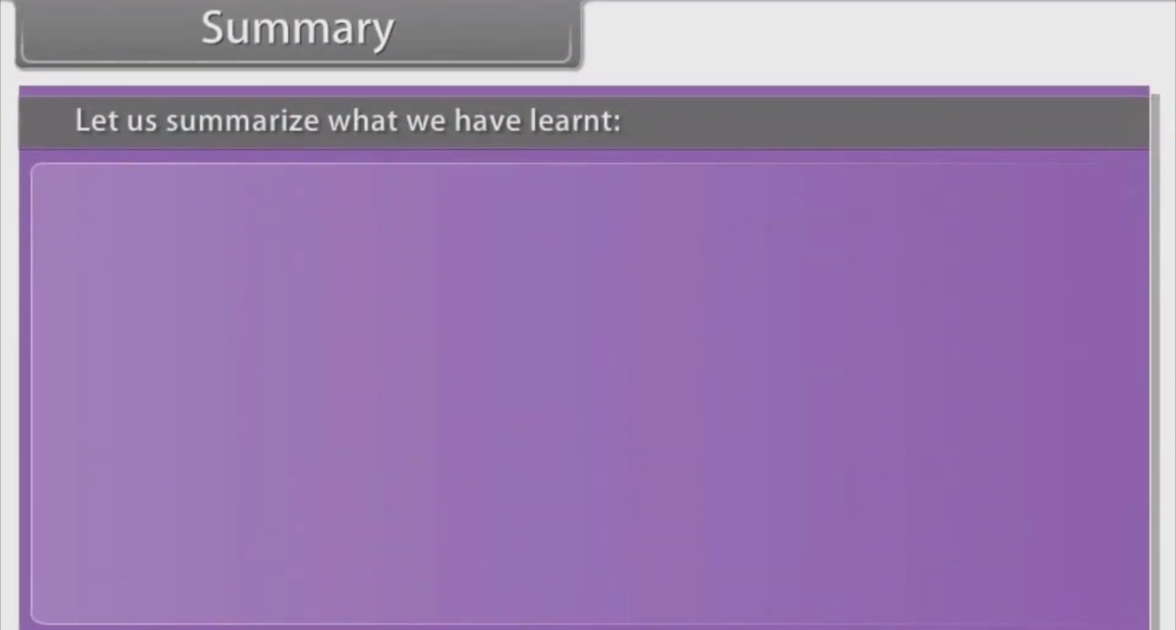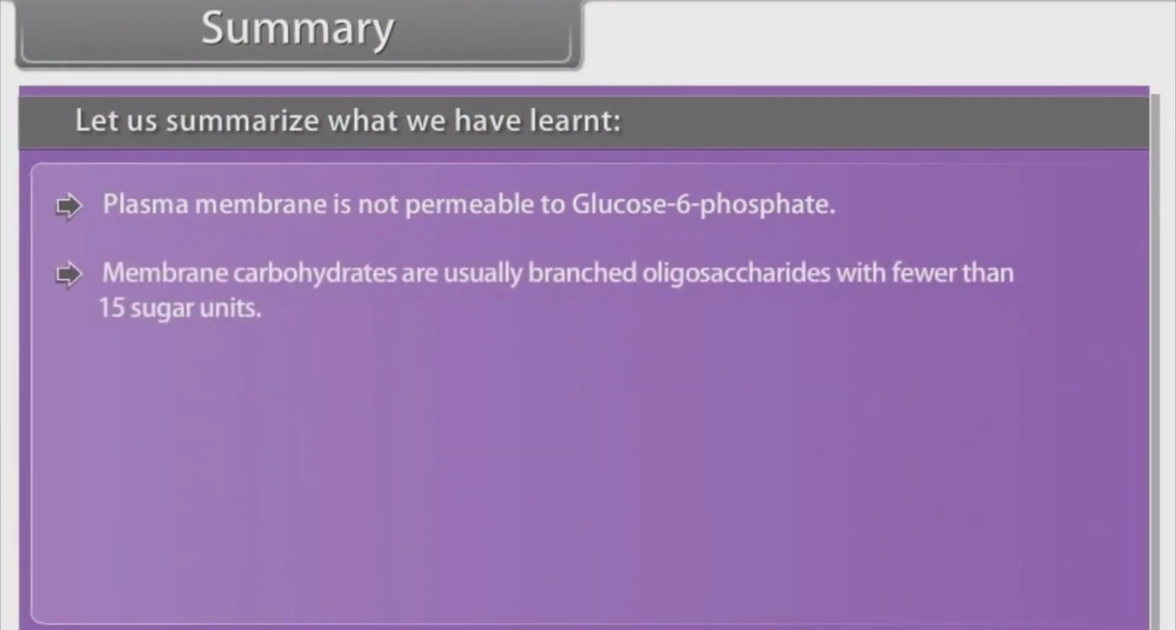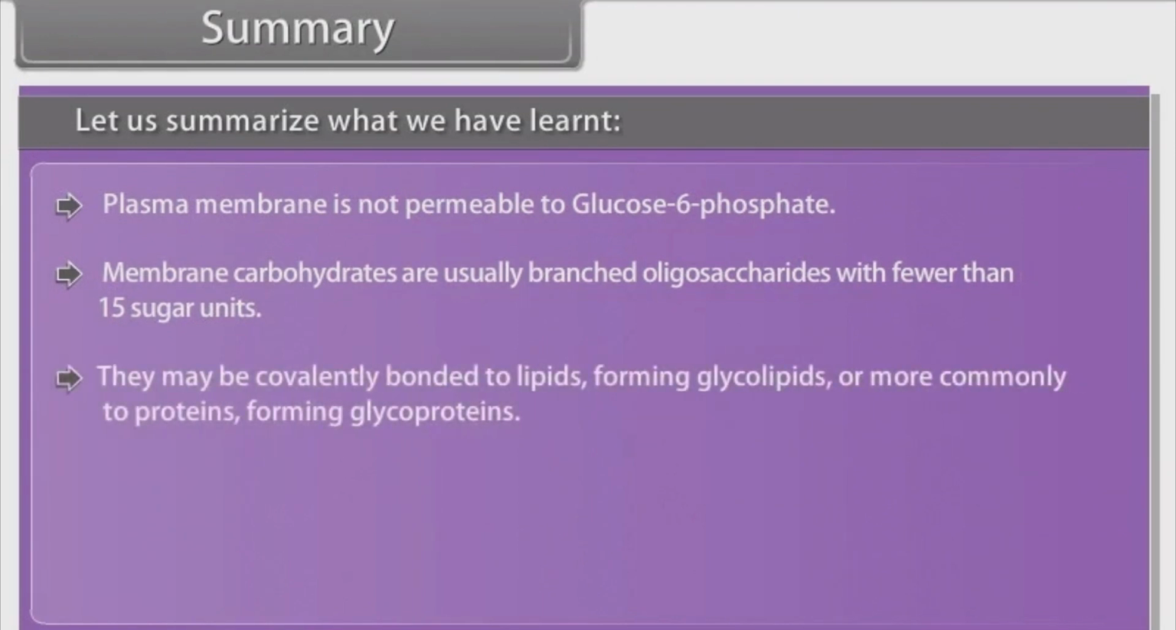Summary. Let us summarize what we have learned. Plasma membrane is not permeable to glucose 6-phosphate. Membrane carbohydrates are usually branched oligosaccharides with fewer than 15 sugar units. They may be covalently bonded to lipids forming glycolipids or more commonly to proteins forming glycoproteins.